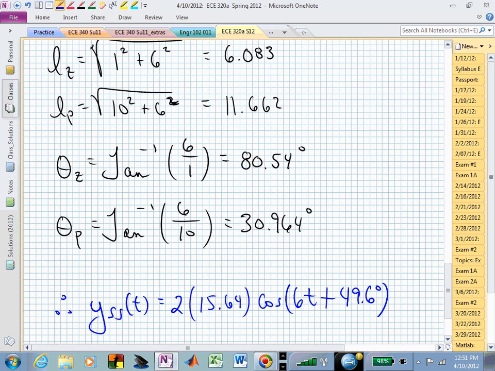And this gives us actually a net phase increase. This is sort of an advance. So if you sketch these waveforms together, x of t would actually be behind y of t in the sinusoidal steady state based on these angles. Yes?